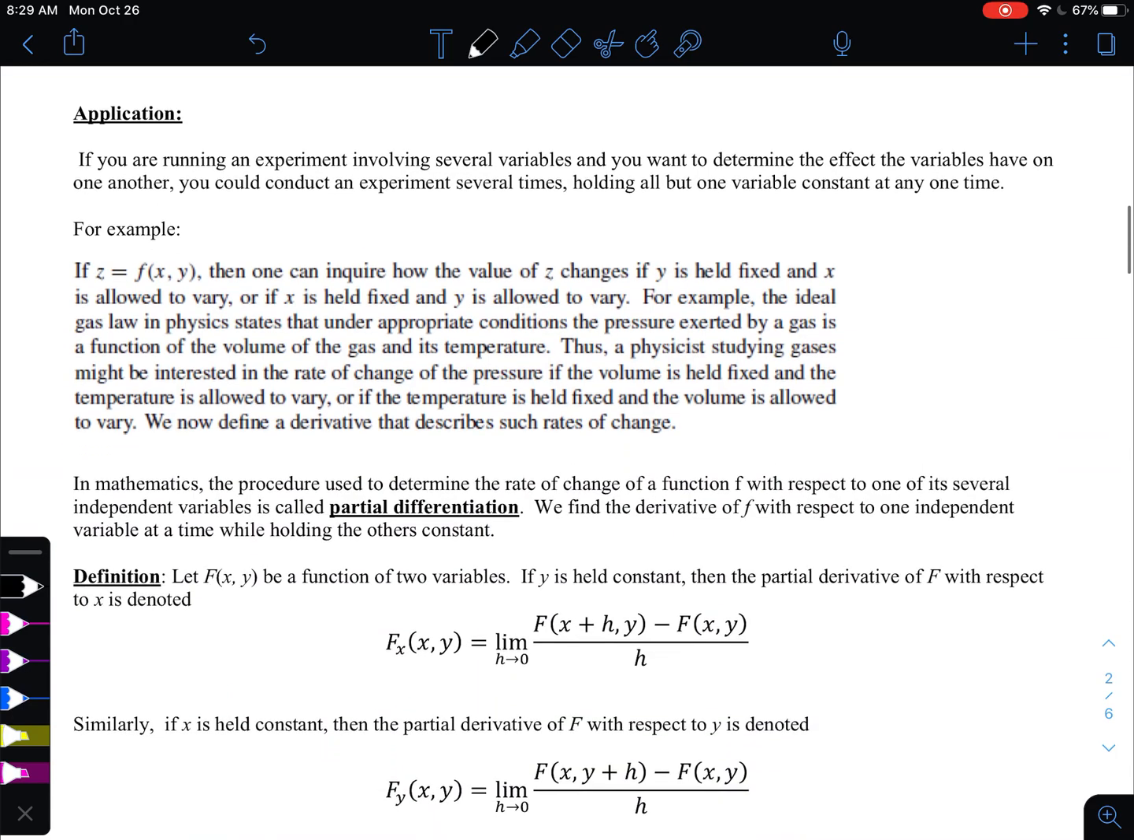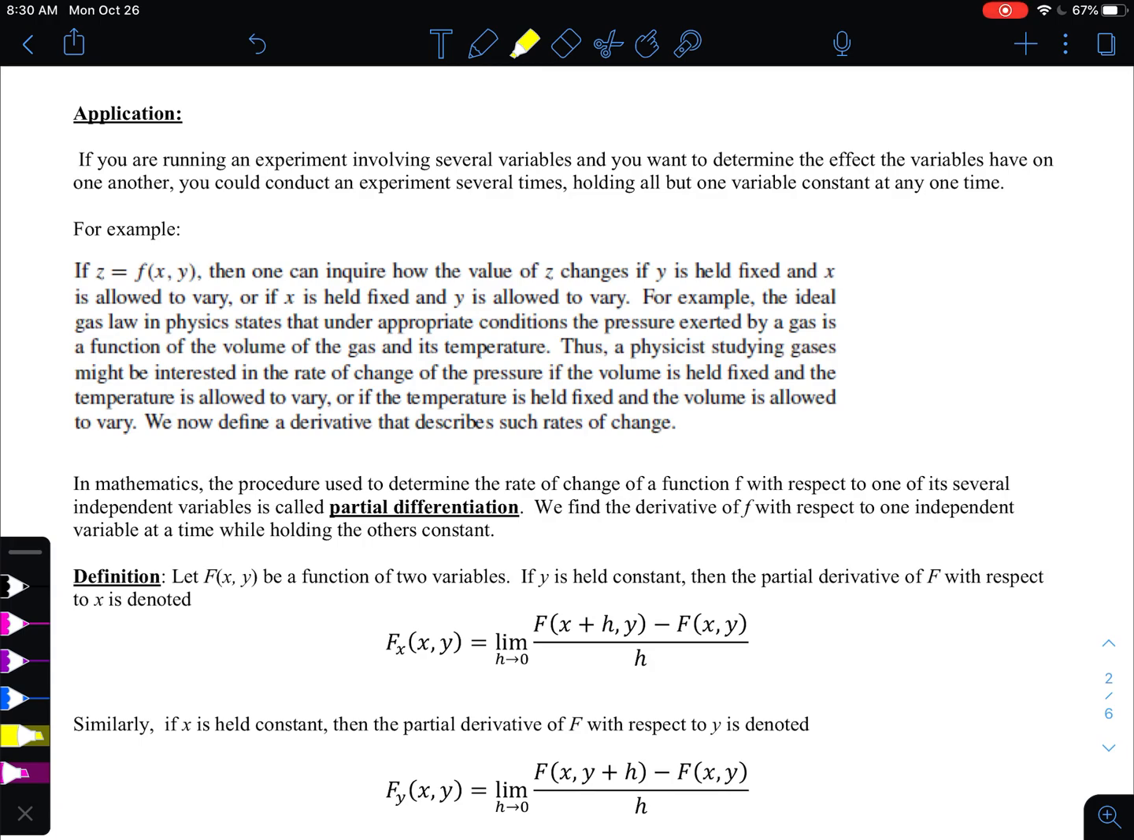On the next page is this application that I put here. When you're doing an experiment, any good experiment, you would like to isolate the effects of one variable. What does changing one variable do to our overall experiment? That's the ideal. We'd like to hold everything else exactly the same and only change one thing.